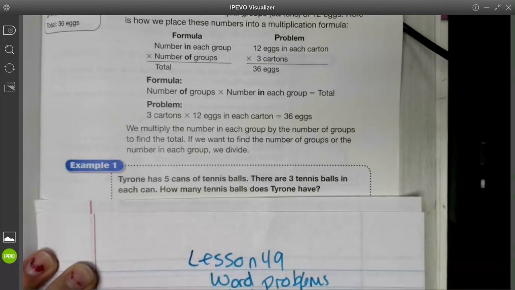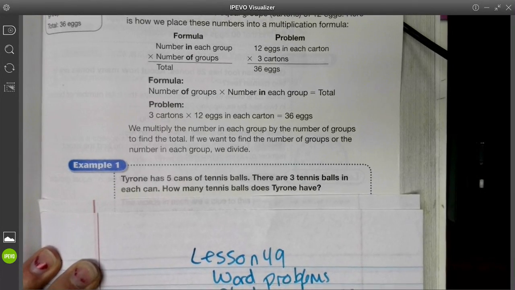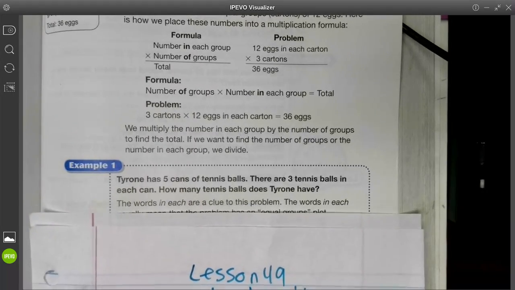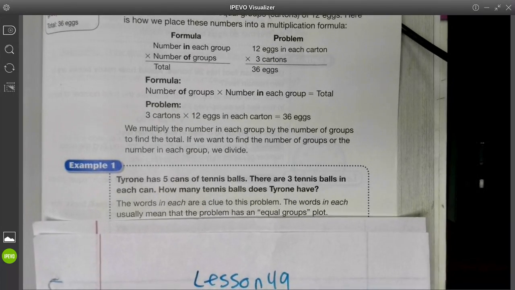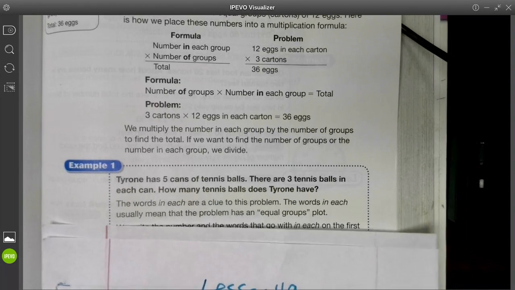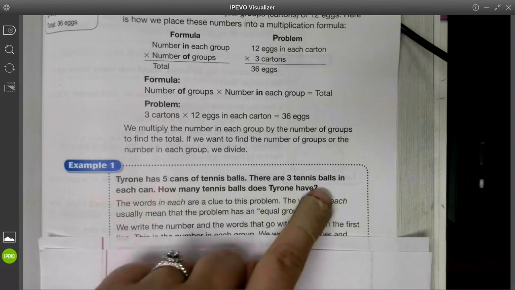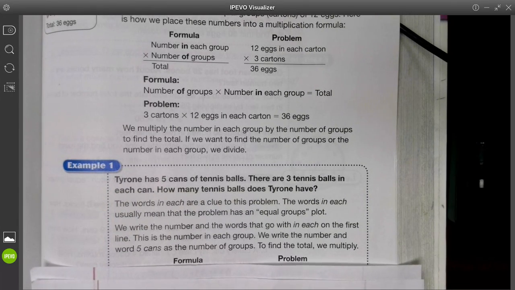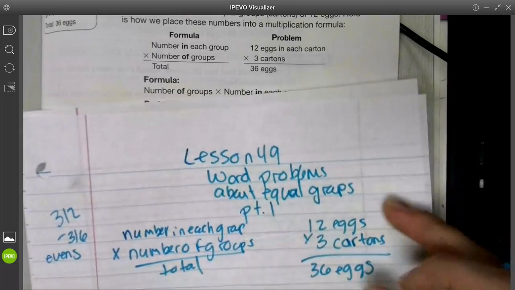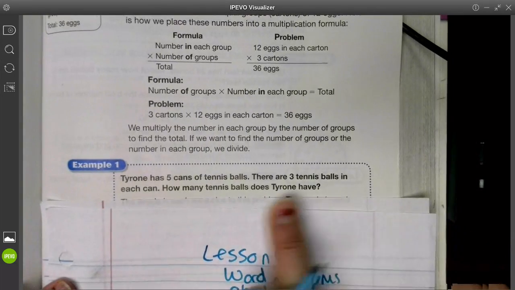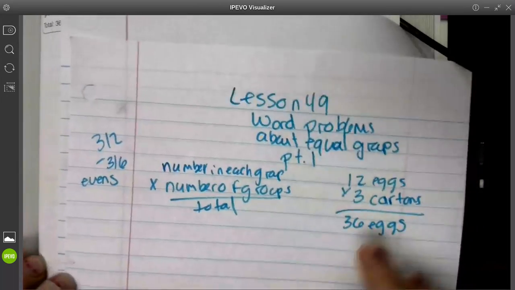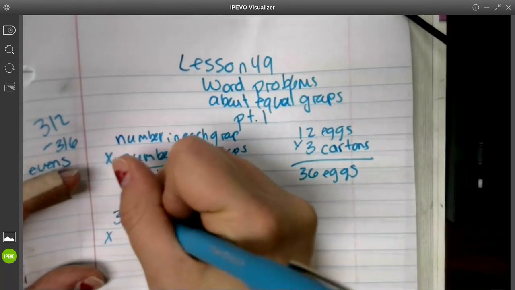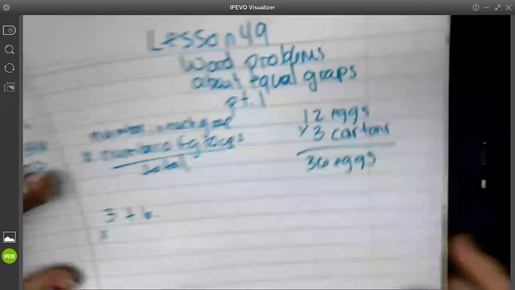Tyrone has 5 cans of tennis balls. There are 3 tennis balls in each can. How many tennis balls does Tyrone have? The words in each are a clue. In each means that it's an equal group plot. So we write the number and the words that go with in each on the first line. The number in each group is 3. There are 3 tennis balls in each can. I'm going to abbreviate that, TB.